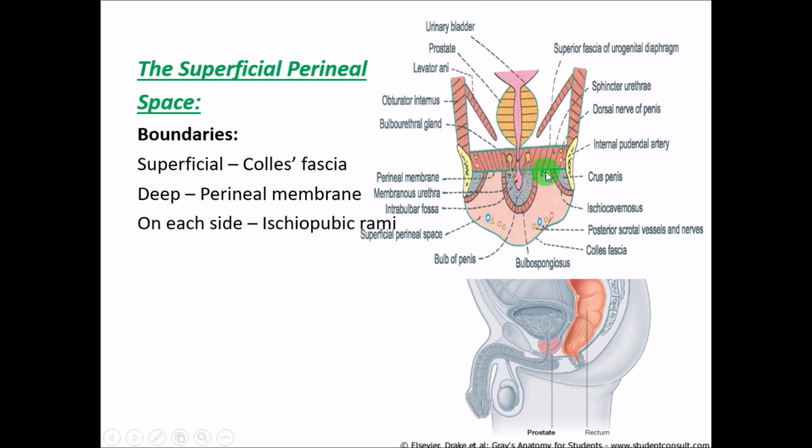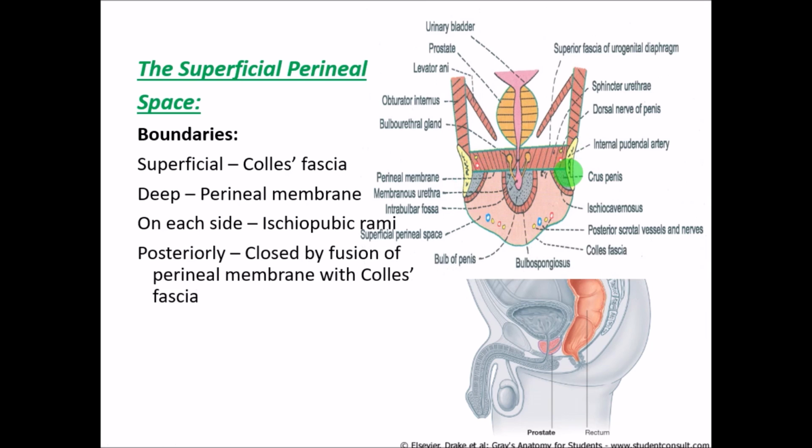Then on each side we have the ischiopubic rami. This is the ischiopubic rami on either side, the bony structure which we saw before. Then posteriorly it is closed by fusion of the perineal membrane with the Colles fascia. If you trace this, the Colles fascia goes all the way and joins with the perineal membrane. So posteriorly it is totally closed.